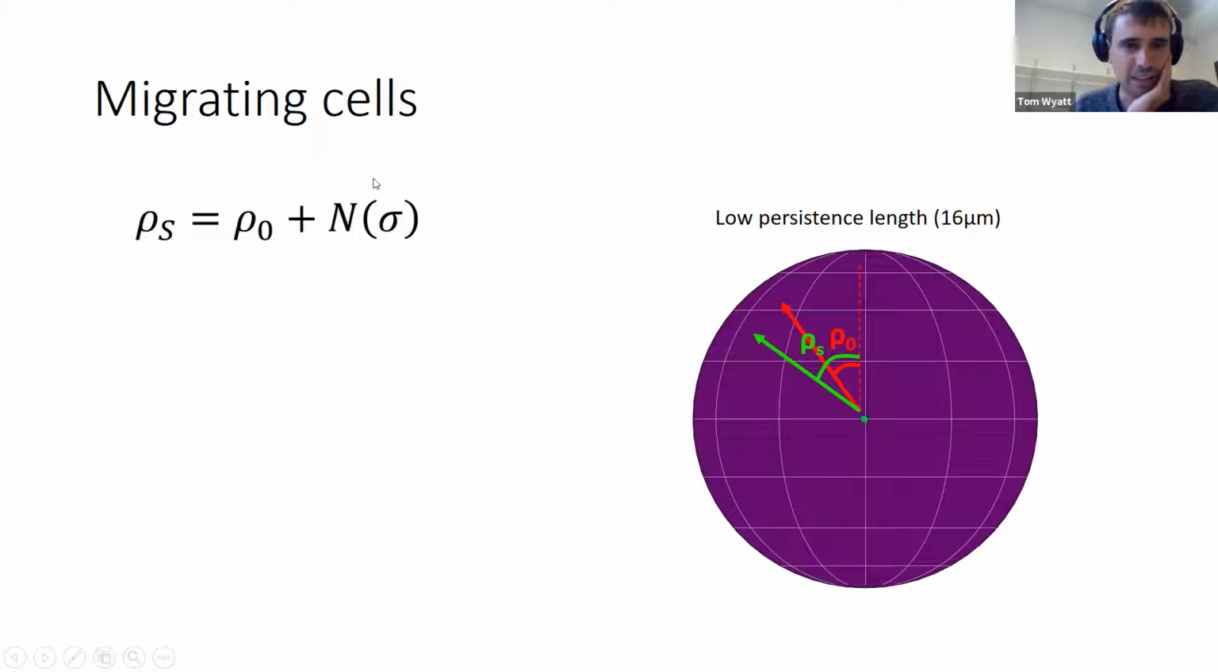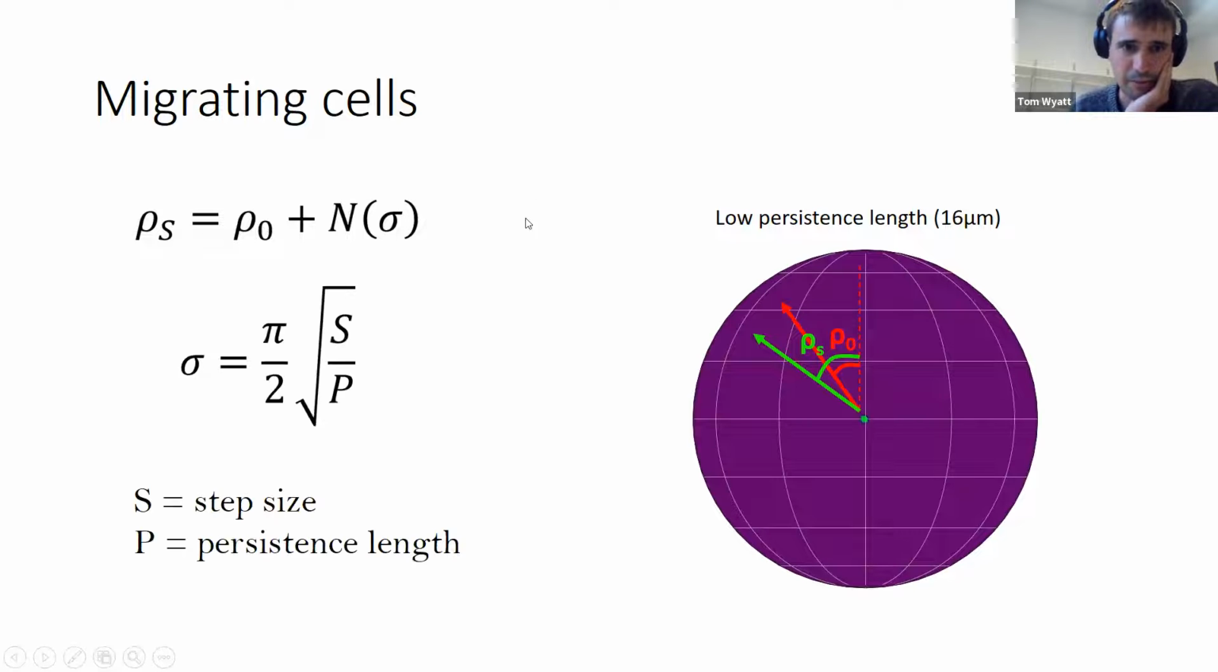We add an angle which is randomly selected from a Gaussian distribution, where we've set up the standard deviation of that Gaussian so that we can define this notion of a persistence length, which is really the length that you will travel on average before you've turned 90 degrees. So it's some idea of how far you travel in a straight line.